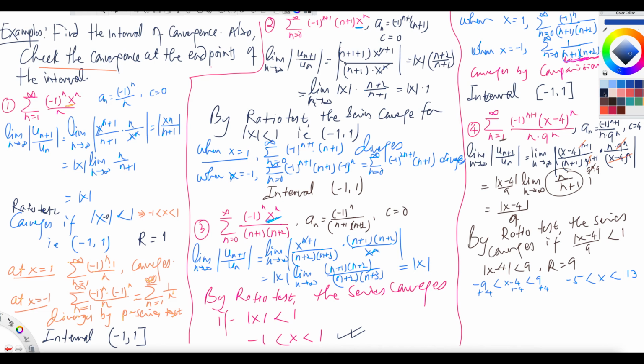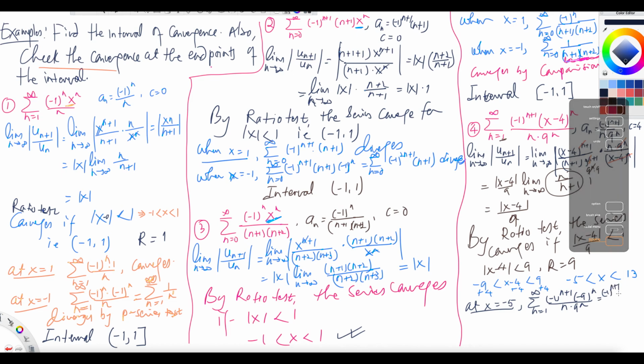So how do I check at the boundary? Let me check at x equals −5, the left boundary. If x equals −5, you get the sum from n equals 1 to infinity of (−1)^(n+1) times (−9)^n divided by n times 9^n. You can write this as (−1)^(n+1) times (−1)^n times 9^n divided by n times 9^n. The 9^n and 9^n cancel out. So (−1)^(n+1) times (−1)^n becomes (−1)^(2n+1), which will be −1. So that's what you will get: −1 over n.